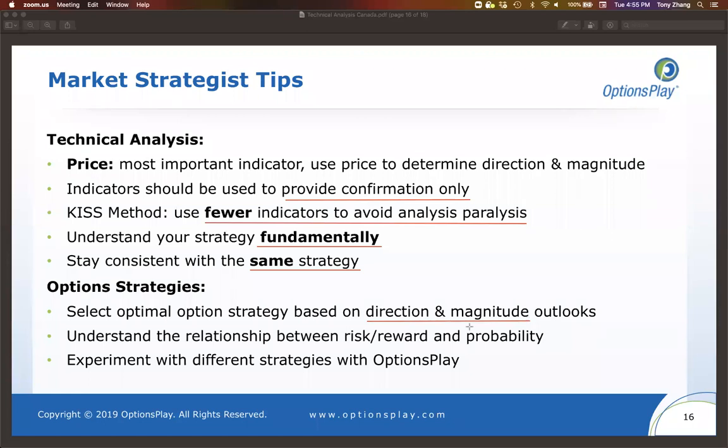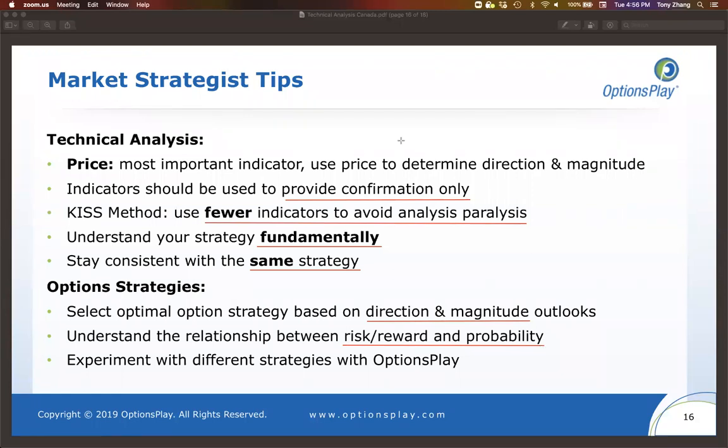So making sure that you understand the relationship between risk to reward and probability is also really important, because selling credit spreads have very high probability, but they have very poor risk to reward. On the flip side, buying a debit spread has very low probability, but they have great risk to reward. So understanding the relationship between those two will help you determine when is the right time to sell credit spreads and when is the right time to buy debit spreads.